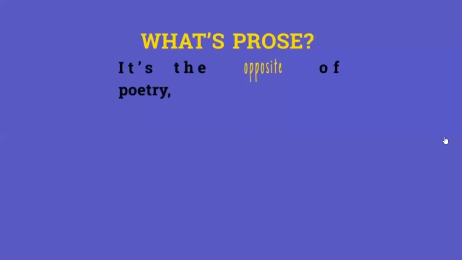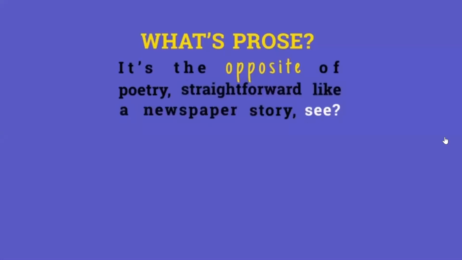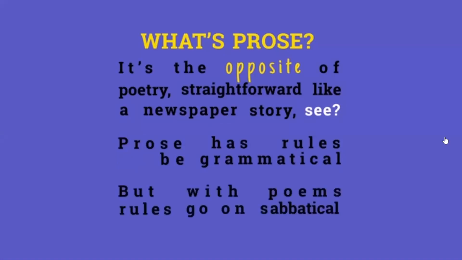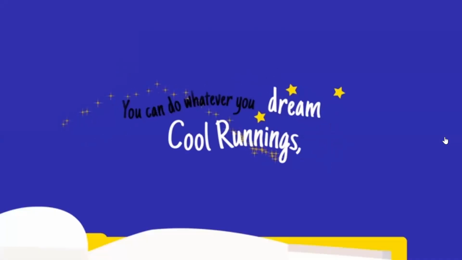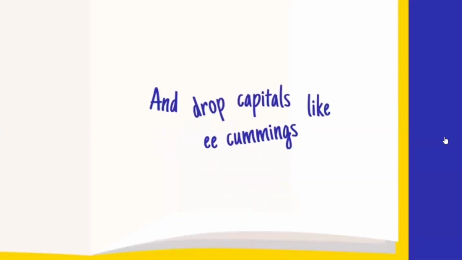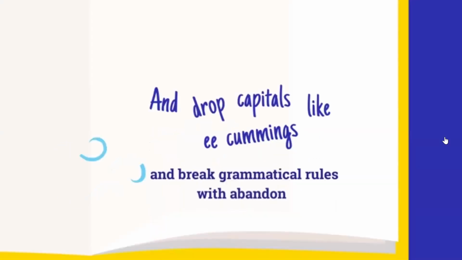What's prose? It's the opposite of poetry. Straightforward, like a newspaper story. See? Prose has rules to be grammatical, but with poems, rules go on sabbatical. You can do whatever you dream, cool runnings, and drop capitals like E.E. Cummings, and break grammatical rules with abandon.